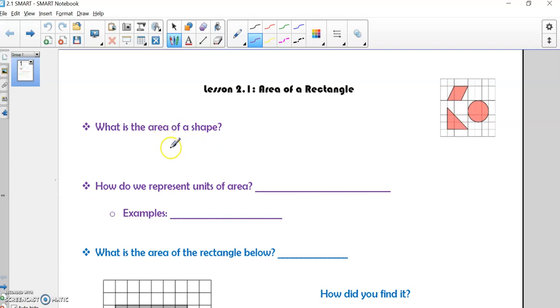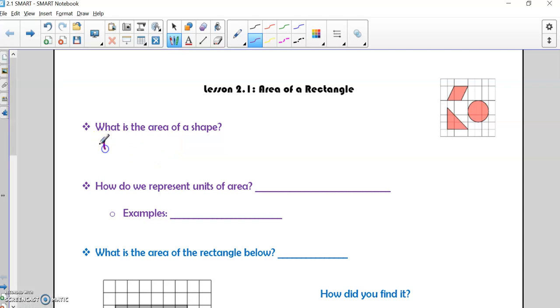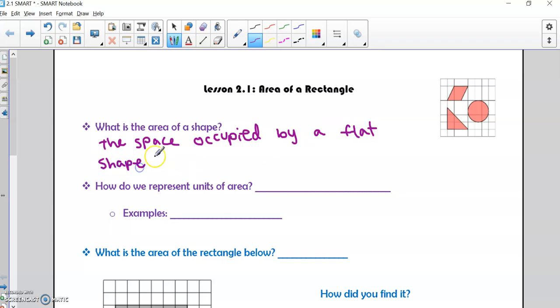We can define the area of a shape as the space occupied by a flat shape or surface. Sorry, my handwriting is pretty bad right now. Basically it's like the amount of space on a sheet of paper or the amount of space on a table, that kind of thing.